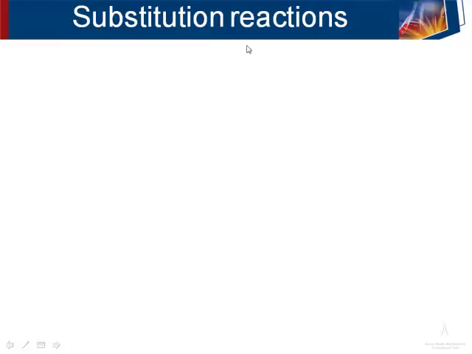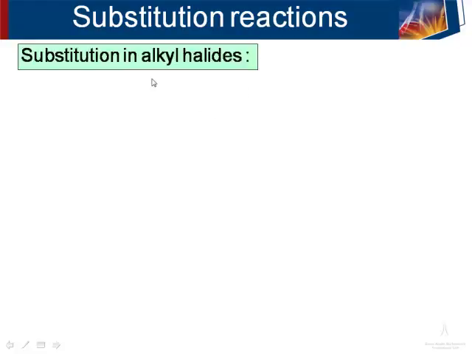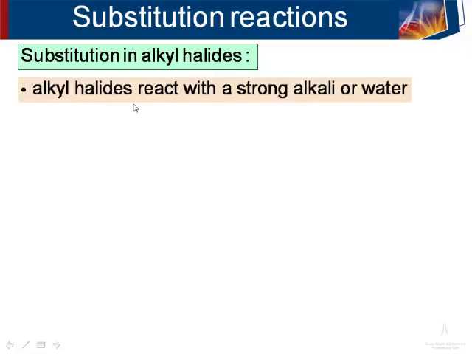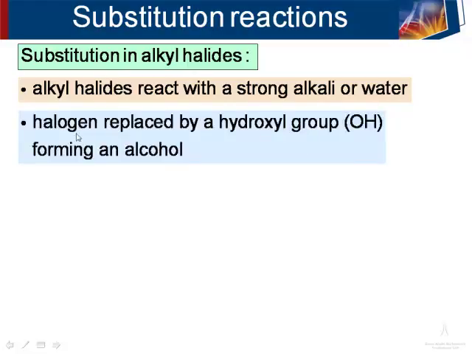Continuing with substitution reactions, we're now going to look at substitution reactions in the alkyl halides. First of all, the alkyl halides react with a strong alkali or water, and the halogen is replaced by a hydroxyl group, the OH group, and will form an alcohol.